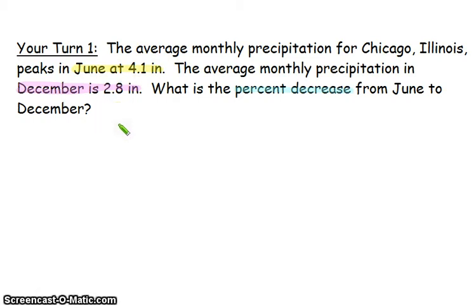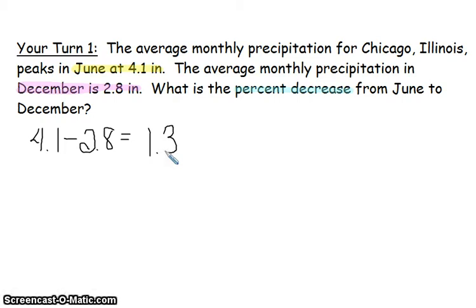So what we need to figure out here is what is the percent decrease? Well, let's find out what the amount of decrease is first. We started out with 4.1 in June and we've gone down to 2.8. So we've got to figure out what is that amount of decrease. And when you subtract those, you get 1.3. So hopefully you, at least to that point, figured out the amount of decrease. Now you just have to plug into your percent change formula.